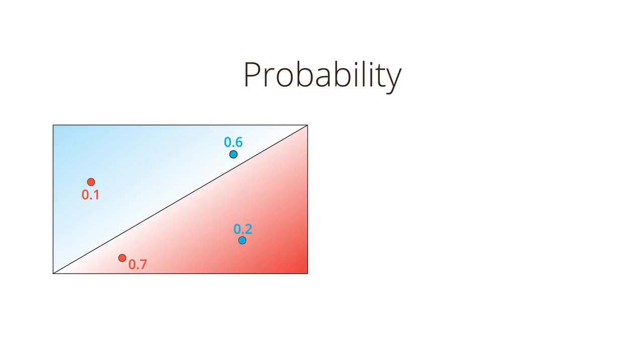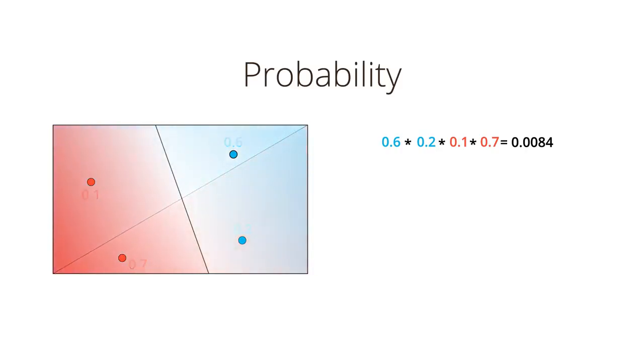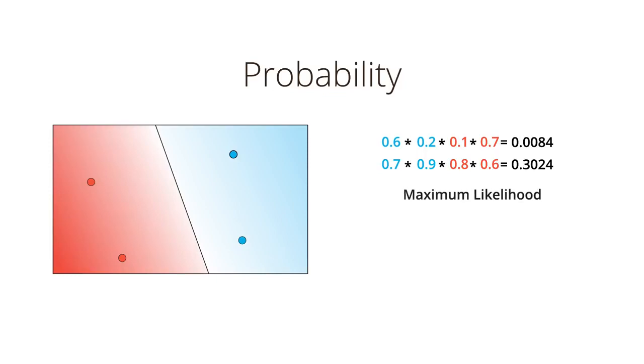So now what we do is the following. We start from the bad model and calculate the probabilities that the points are those colors. Multiply them, and we obtain that the total probability is 0.0084. Now, if we just had a way to maximize this probability, we could increase it all the way to 0.3024. Thus, our new goal becomes precisely that, to maximize this probability. This method, as we stated before, is called maximum likelihood.